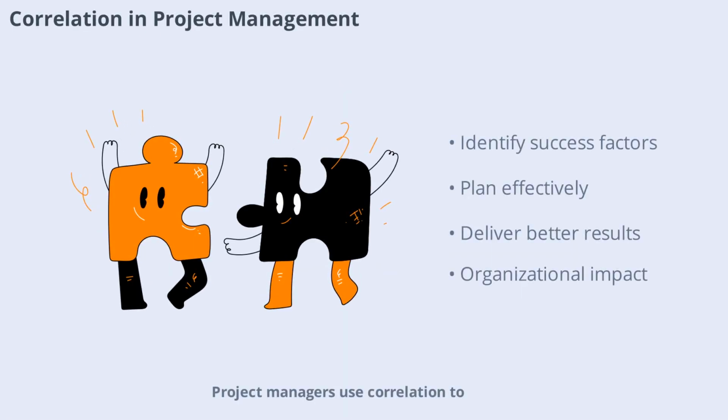Project managers use correlation to identify factors that influence project success, such as team size and completion time. By understanding these relationships, they can plan more effectively and deliver better results for their organizations.